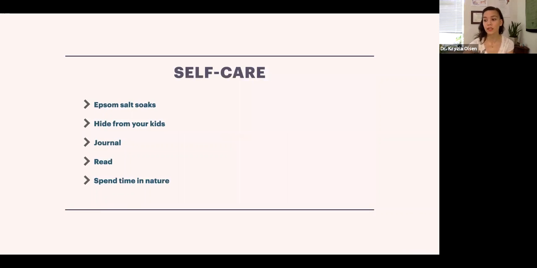Self-care. So self-care is in so many different aspects. So you have the Epsom salt soaks. I love Epsom salt soaks. One of my favorite things is honestly doing an Epsom salt soak. So getting 2 cups of Epsom salt per bathtub. And then I love to do it a little bit before bedtime, so not right at bedtime.